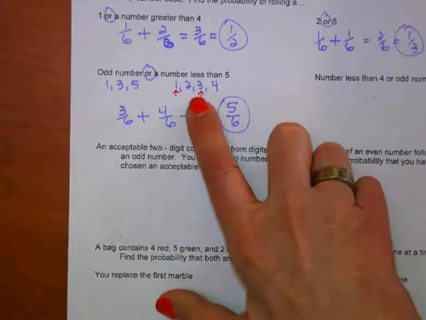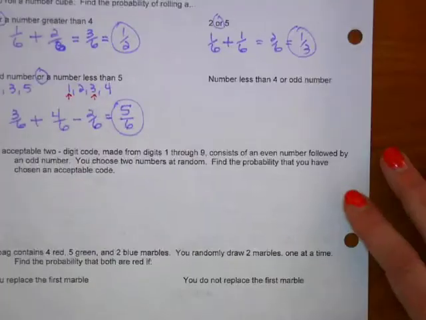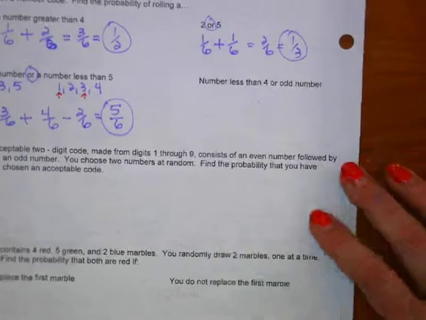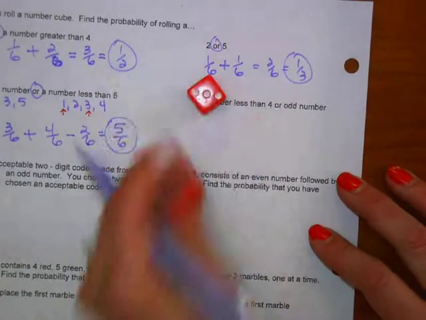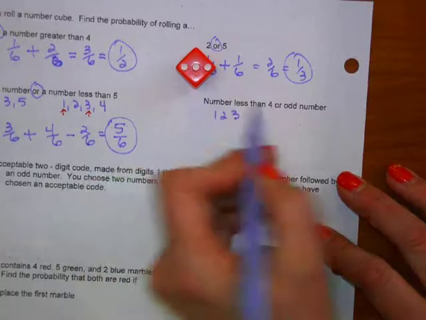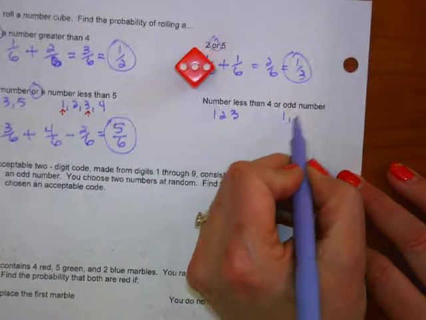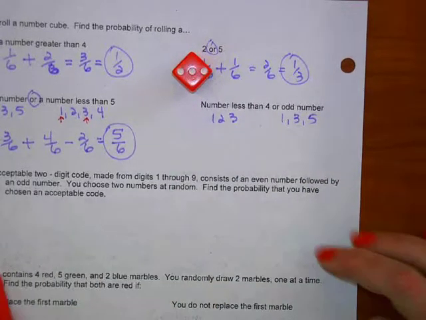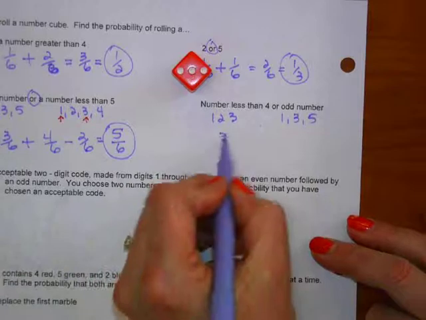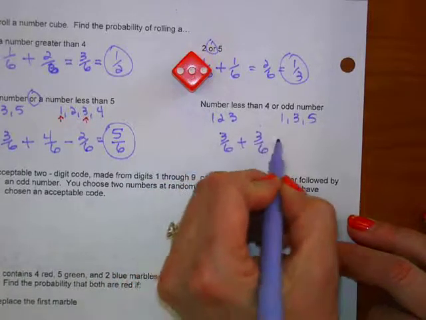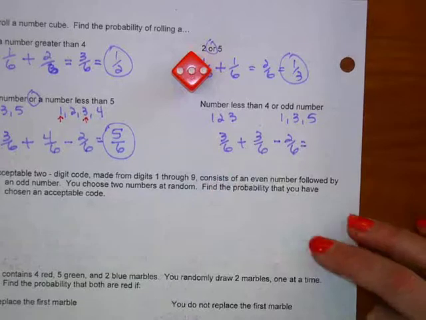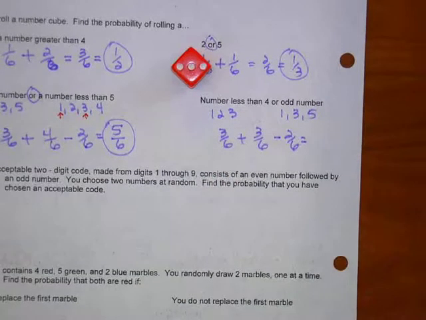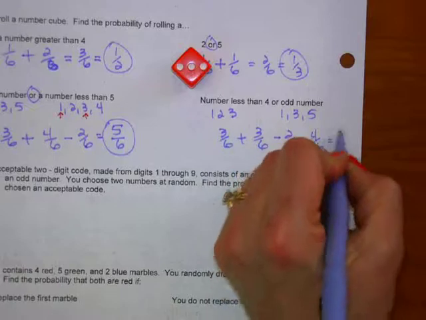Number less than 4 or an odd number. So what numbers are less than 4 here? 1, 2, and 3. Or an odd number, that's 1, 3, and 5. Is there overlap here? Yes, there are 2 overlaps. So first we do this probability, plus 3 out of 6, minus 2 out of 6 equals what? 4 out of 6, right? Which reduces to 2/3. So you have to consider the overlap.